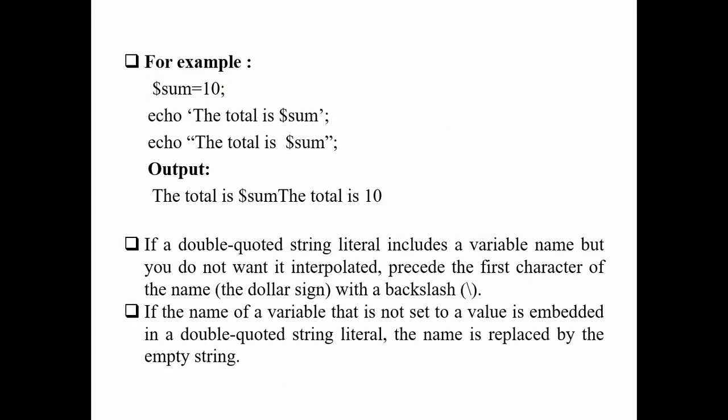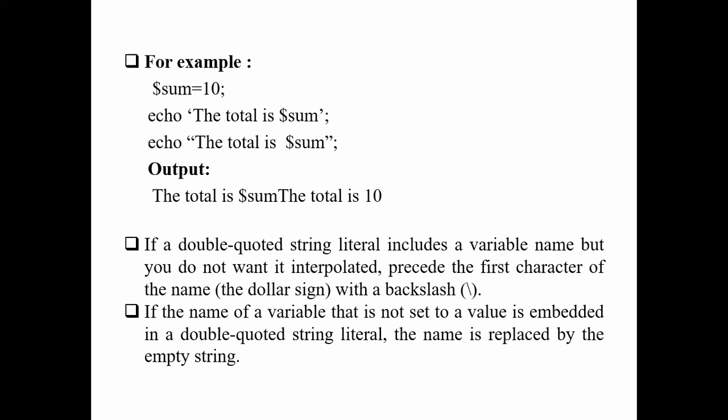Now here we have another example, the same example I have shown you. If a double quoted string literal includes a variable name but you do not want to interpolate it, you can do that by keeping a backslash before the dollar sign. So already we have a double quoted string with an embedded variable, and we do not want to interpolate it. That is possible by keeping a backslash.